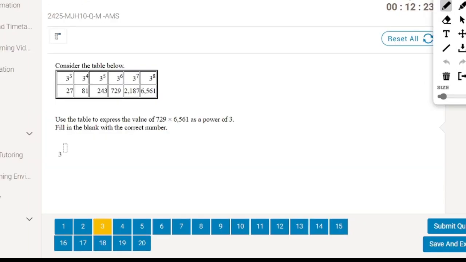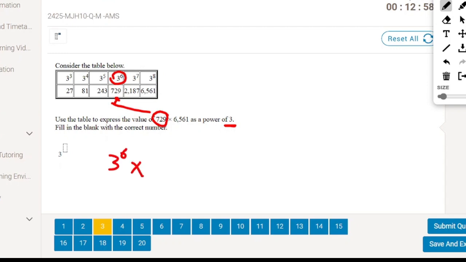Now consider the table below. Use the table to express the value of 729 multiplied by 6,561 as a power of 3. Change the blank to the correct number. We have this table, so we'll match the numbers. We solved this question before, so we will take this number and check in the table and take the corresponding number. So 729 is equal to 3 to the power of 6.